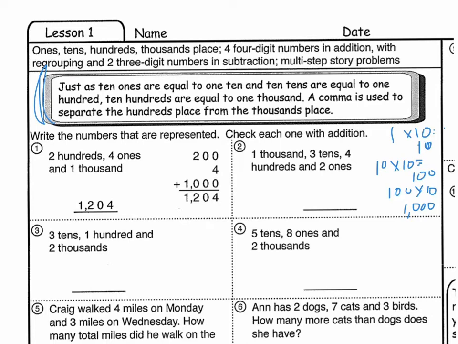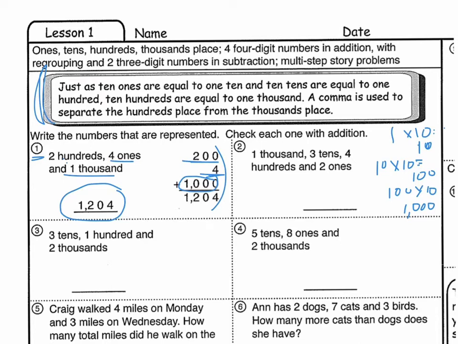All right, let's take a look at number 1 down here. 2 hundreds, 4 ones, and 1,000. You have to take those numbers and put them into a standard form number. So 2 hundreds is 200, 4 ones, 4, 1,000 is 1,000. We add it all up and we get 1,204.